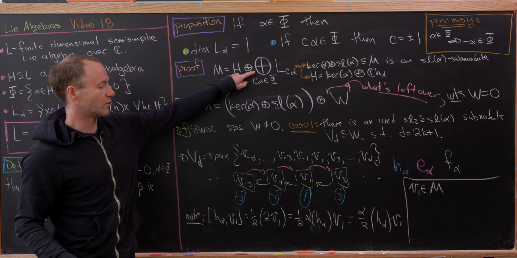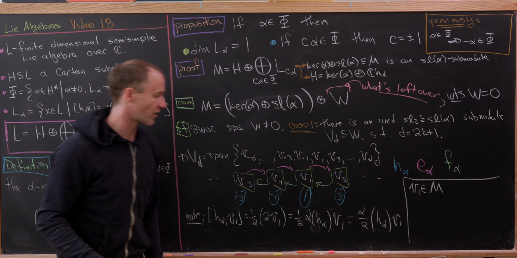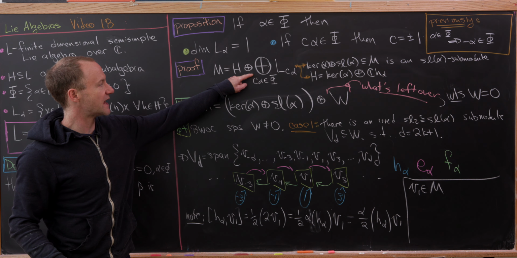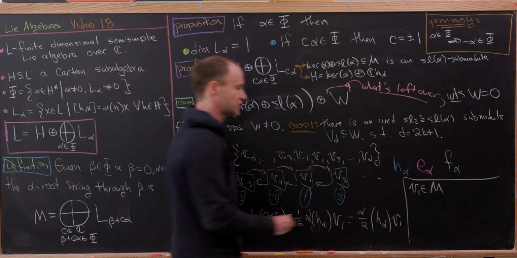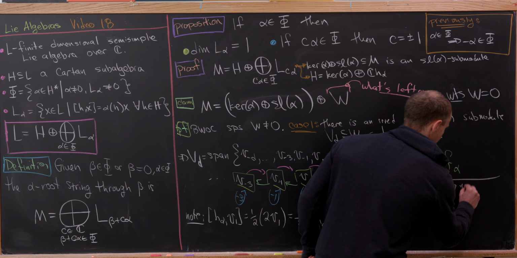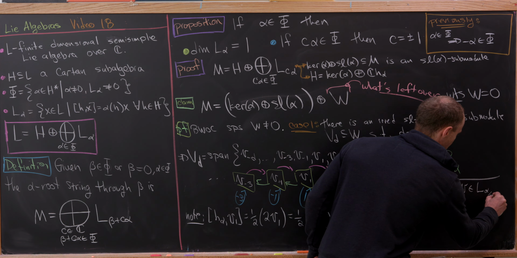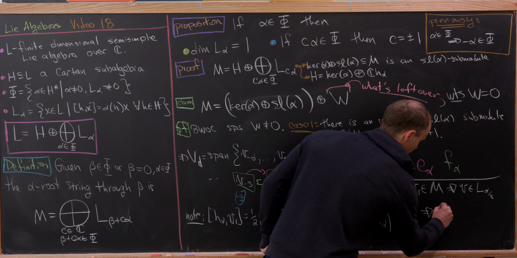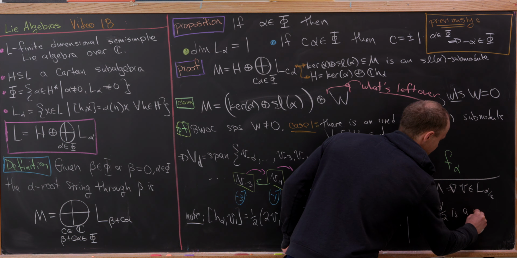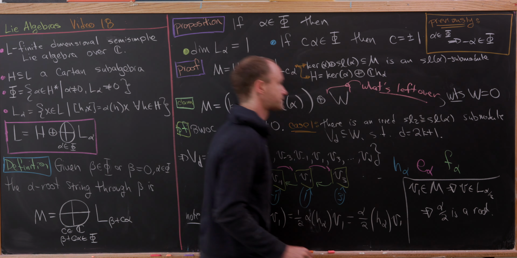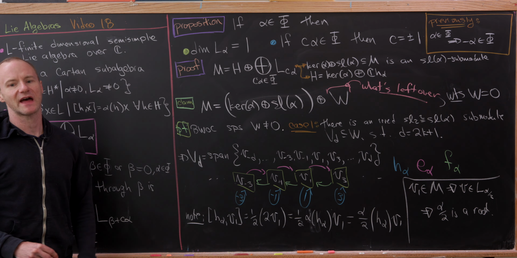So it's got to be inside of one of these, but given this relationship right here, it's got to be in the space with root alpha over 2. In other words, it's in the L alpha over 2. In particular, we have alpha over 2 is a root. Okay, so let's see where that takes us.